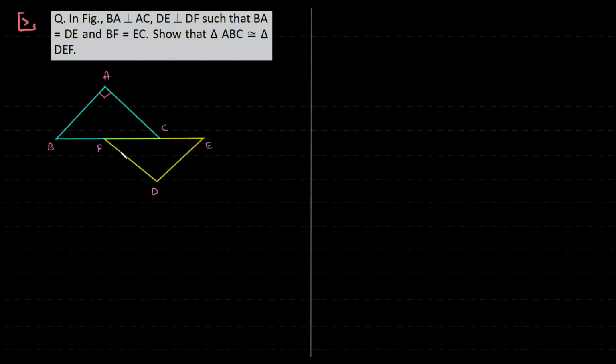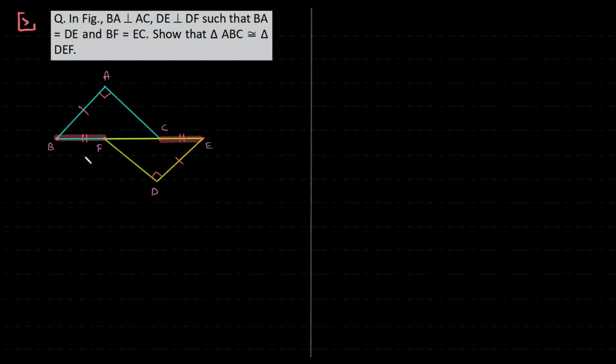And DE is perpendicular to DF. So this is 90 degrees. Such that BA is equal to DE, and BF, this section, is equal to EC, this particular section, this length. So let me make it obvious. This length is equal to this length. Okay guys, I hope you are able to see that. Now, those two lengths are equal.